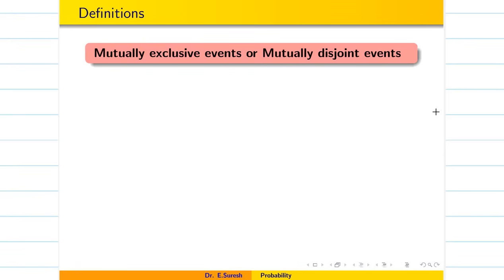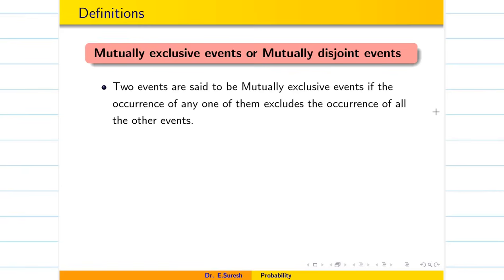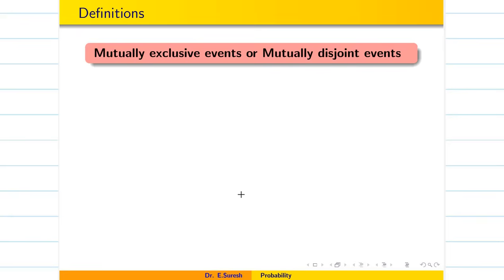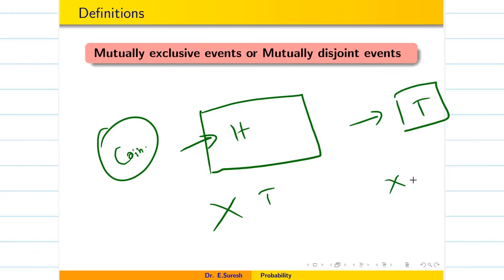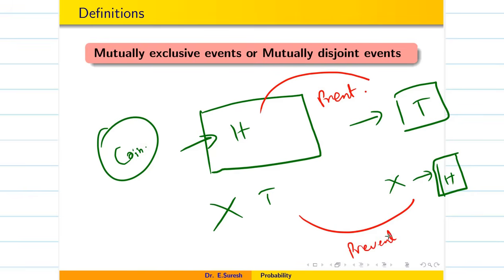Next we are going to see mutually exclusive event or mutually disjoint event. By the name itself you can understand what is meant by mutually exclusive. Okay, you can just see the occurrence of one event will stop the occurrence of the other event. Now you take a coin. So if I get head, I will not get tail. Similarly, if I get tail, I will never get head at that time. So the occurrence of head will prevent tail. Similarly, the occurrence of tail will prevent the head.